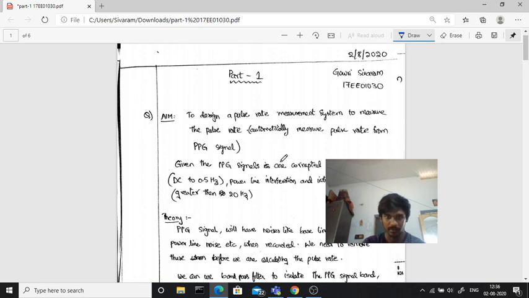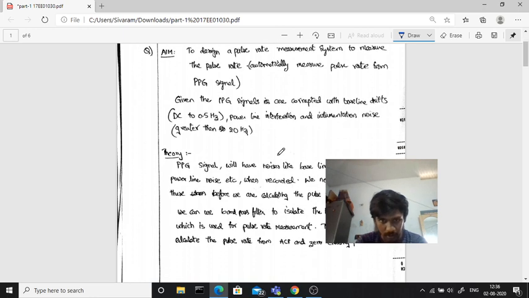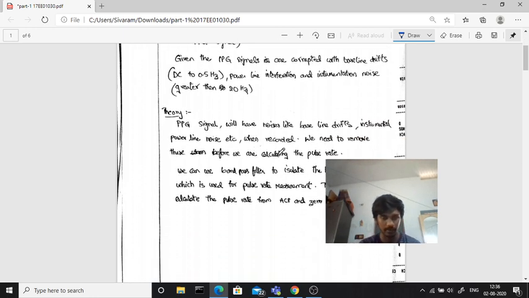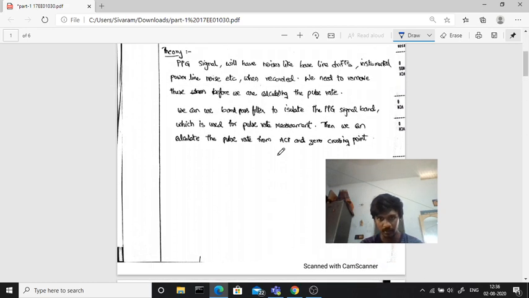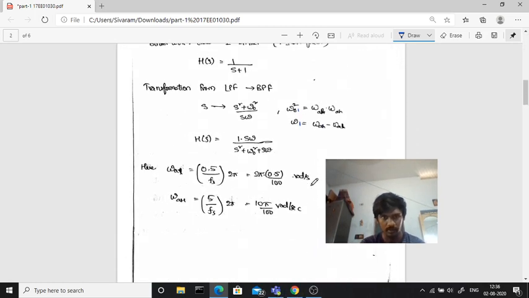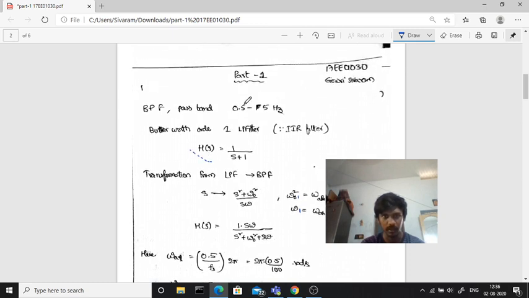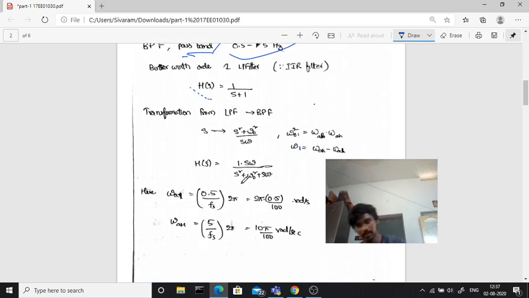Another part we have is from FFT, which also has the same kind of principle where we need to use a band pass filter, and here we directly use FFT. These are all the equations we have used. This is a band pass filter. We have the frequency range 0.5 to 5, and we have used a Butterworth first order filter, which is an IIR filter, and this is all the mathematical proof that we have.